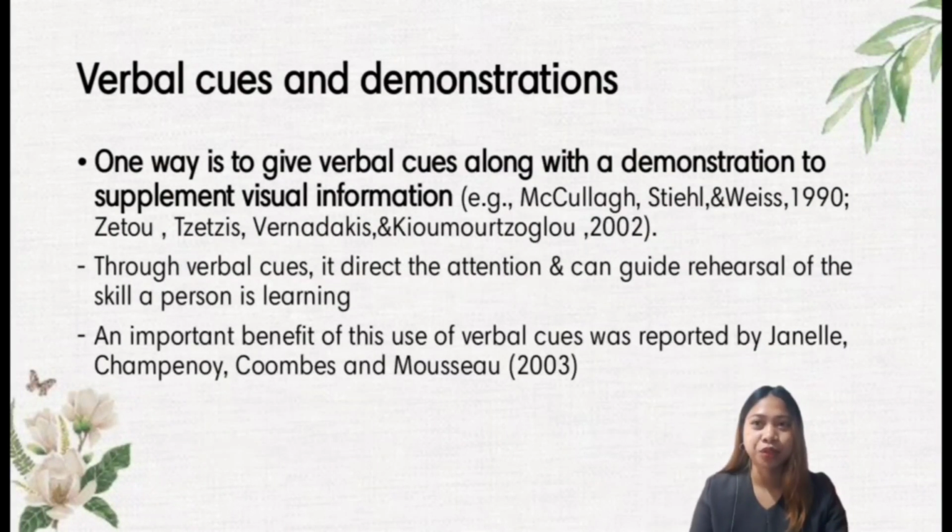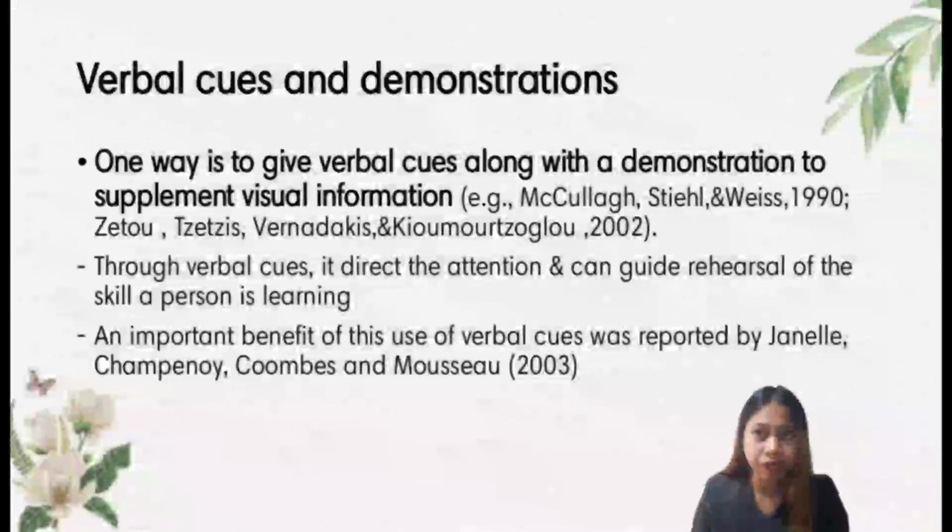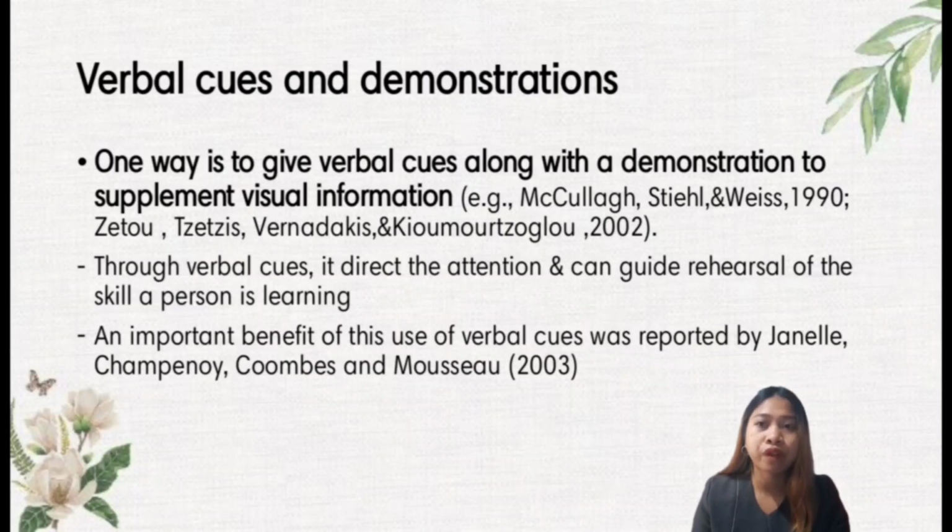Verbal cues and demonstration. One of the best ways to accommodate learning is to give verbal cues along with the demonstration to supplement the visual information. Verbal cues direct attention and can guide rehearsals of the skill a person is learning. For example, a non-soccer player who observes a skill model video demonstration with accompanying verbal and visual cues learns more appropriate form and outcome accuracy than in 5 other practice conditions.